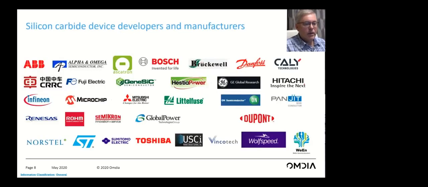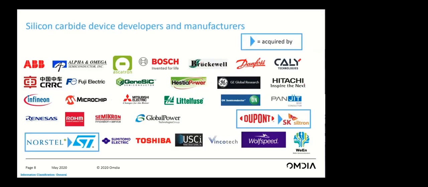Here are the manufacturers of silicon carbide power semiconductors. There were two important acquisitions among the SiC wafer suppliers in 2019. ST Microelectronics bought Norstel Sweden, and SK Siltron bought DuPont's SiC wafer business, formerly known as Dow Chemicals. The final change worth mentioning is that Global Power Technologies Group changed its name to SemiQ in late 2019.